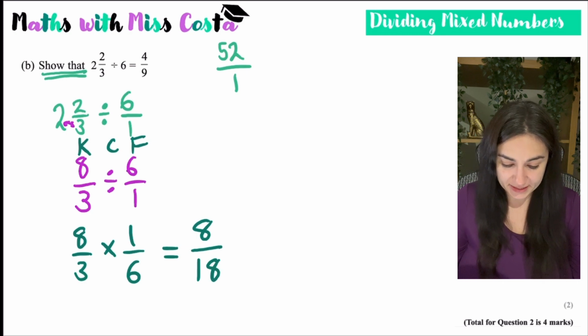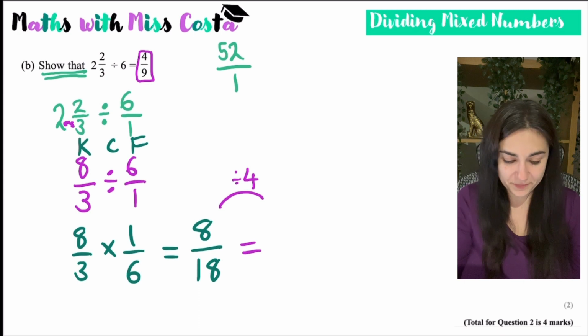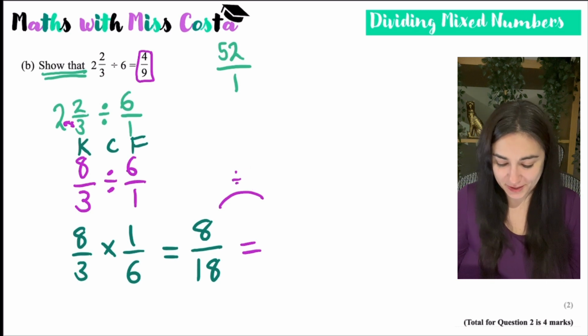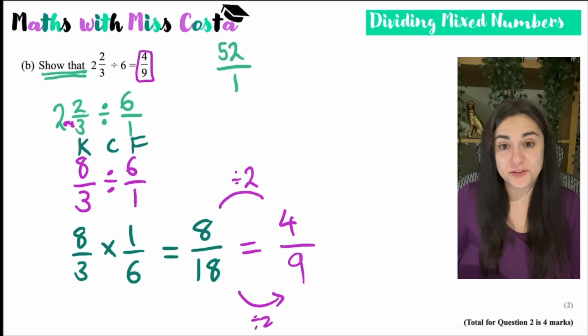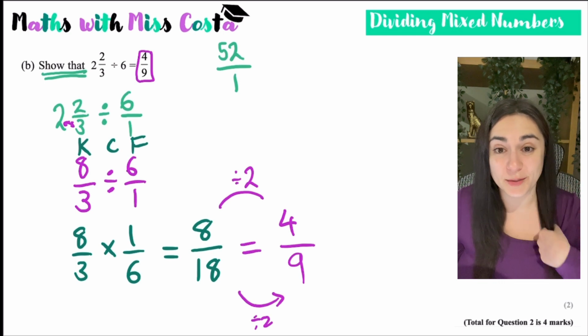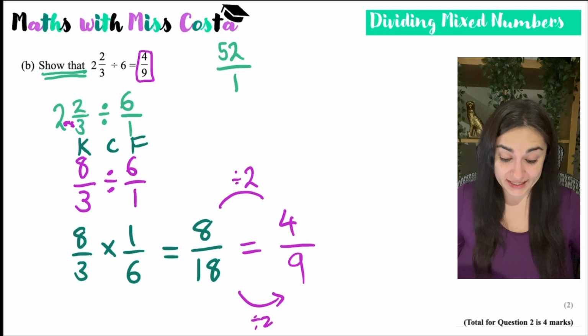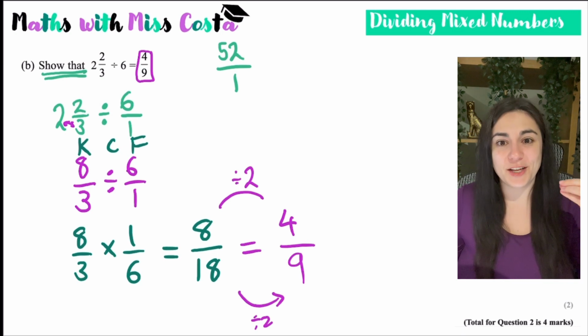And now it's asking me to show that it equals 4/9. So all I'm going to do is simplify it. If I do 8 divided by 2, because I'm trying to get 4, that gives me 4. So 18 divided by 2 gives me 9. So I've shown that that fraction would simplify to 4/9, okay? And you need all of this working. The important thing is, obviously you can work this out, but they've given you the answer. So given that they've given you the answer, you want to show every little step of your working.